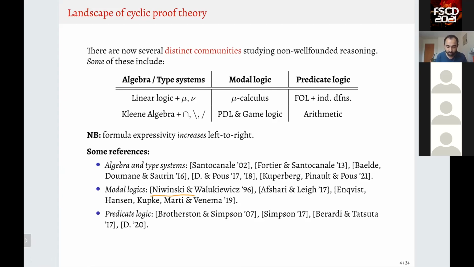I would argue that this paper of Niwinski and Walukiewicz, Games for the Mu Calculus, was arguably the inception of the area. It was this that inspired proof theorists to consider circular proof objects, or certainly regular circular proof objects. And of course, all this work on type systems are very relevant precursors to what I'm doing today.